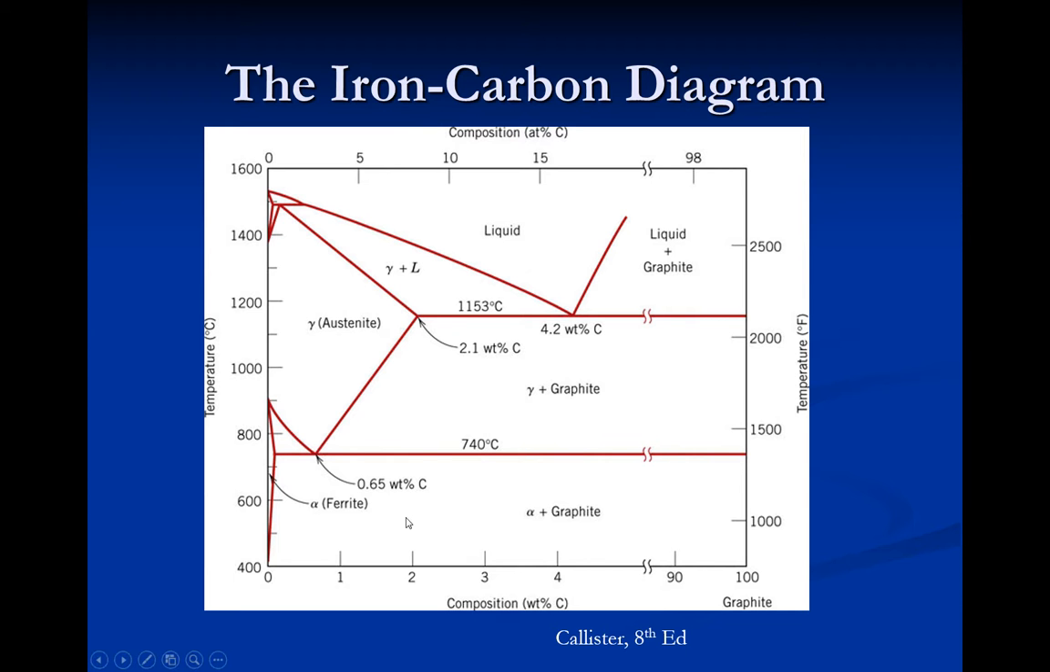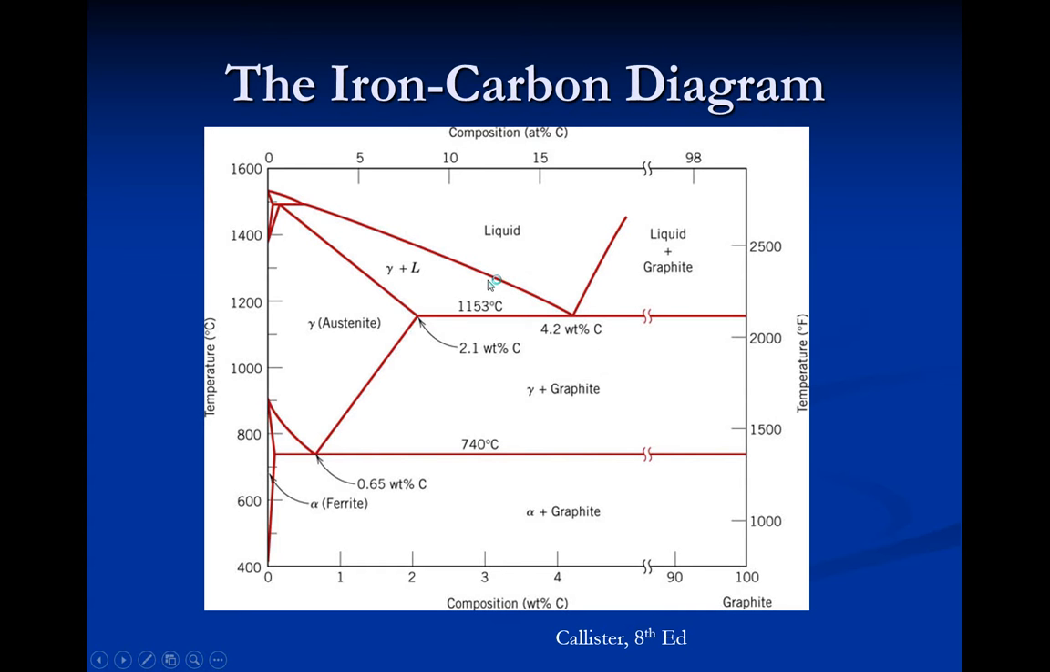Here's your room temperature. It's a two-phase system, and alpha, or ferrite, is body-centered cubic iron. And you have a couple of key points. This point, at 4.2 weight% carbon and 1153 degrees C, you have three phases in equilibrium: liquid and two different solid phases. The phase above the line is a single phase region. And because it involves a liquid, it's eutectic. And this is really important.